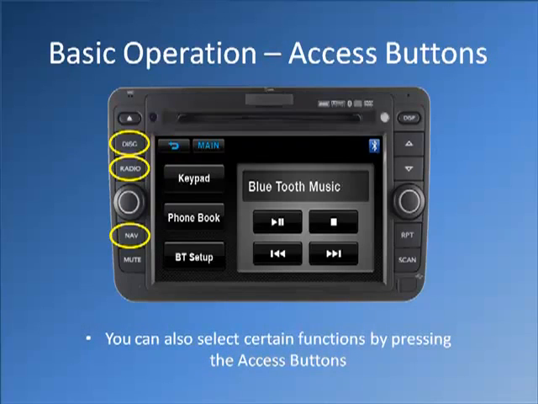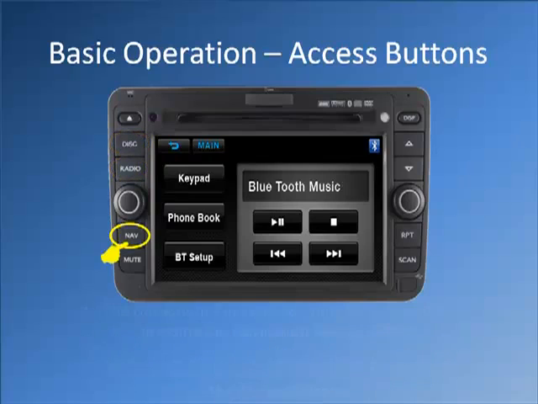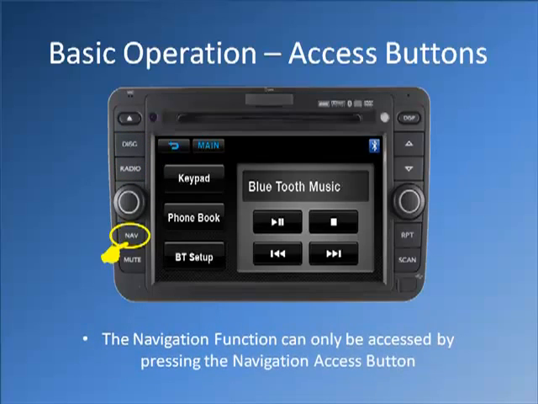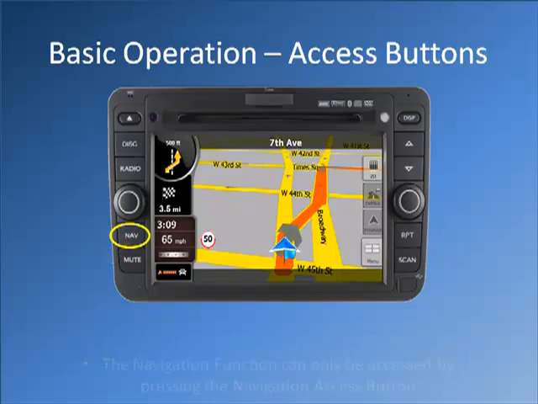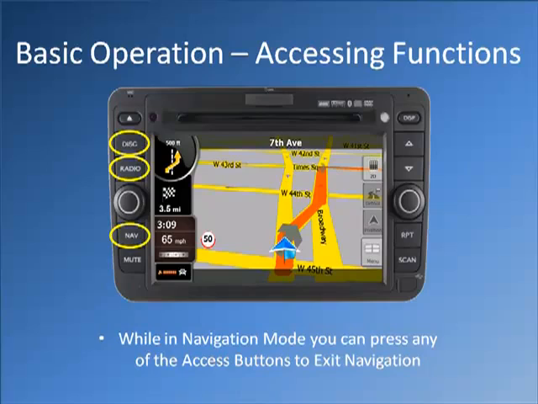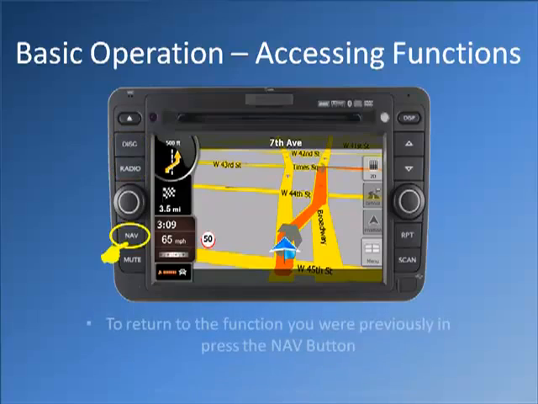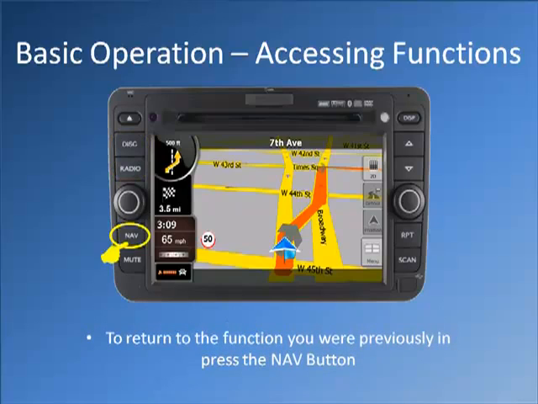You can also select certain functions by pressing the access buttons. The navigation function can only be accessed by pressing the navigation access button. While in navigation mode, you can press any of the access buttons to exit navigation. To return to the function you were previously in, press the Nav button.